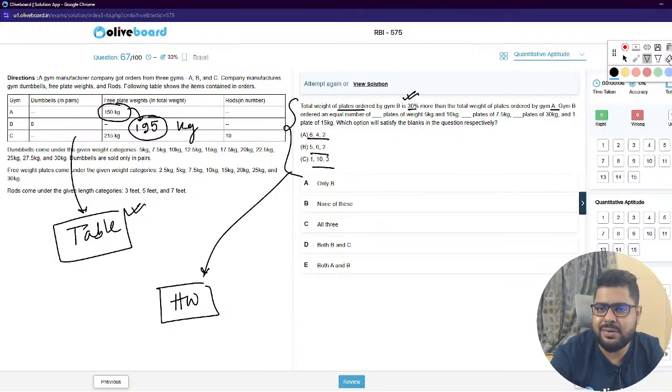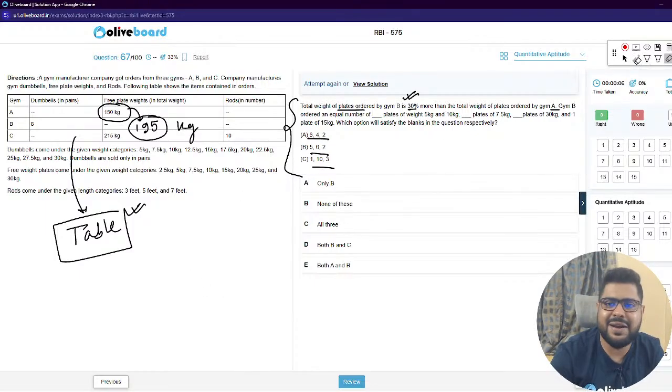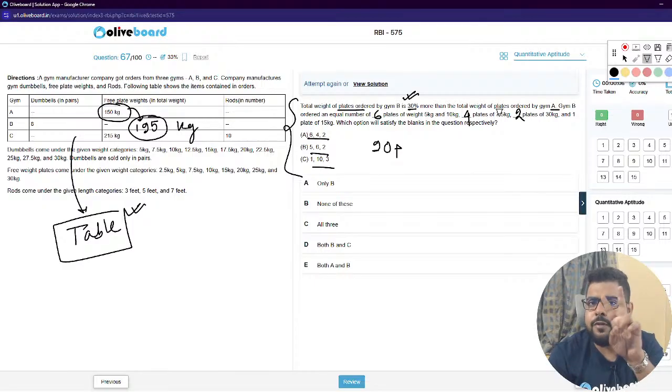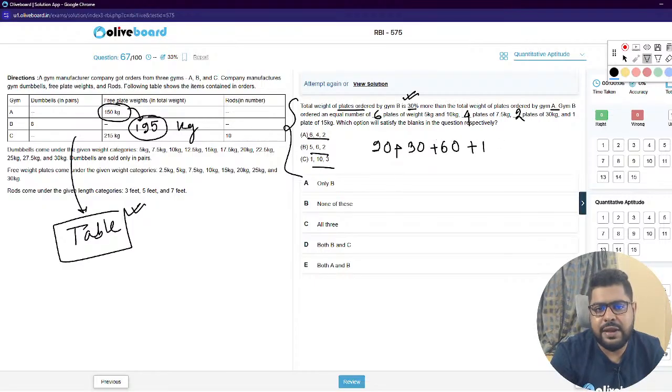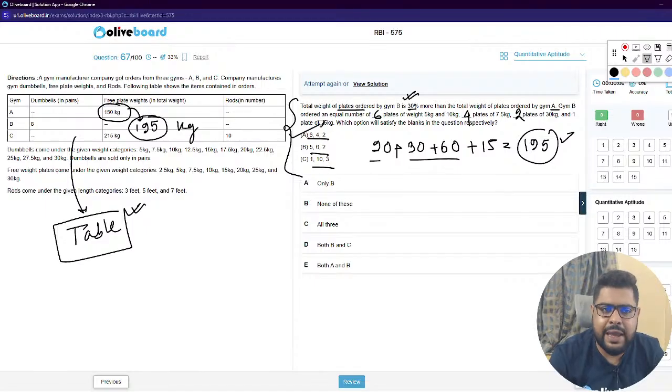अच्छा चलो मैं कर ही देता हूँ. Let's not give you homework. मैं कर ही देता हूँ, इतना कर दिया. So just put the values. So it is 6, 4, 2. So 6 plates of 5 kg and 10 kg, so 5 and 10, 15. 15 into 6 is 90. Plus 4 plates of this, so 15 kg for 2 plates, that is 30 kg. 2 plates of this, that is 60, and 15 total. So 90, 90, 180, 195 kg. It is satisfying, yes. So option A has to be there.